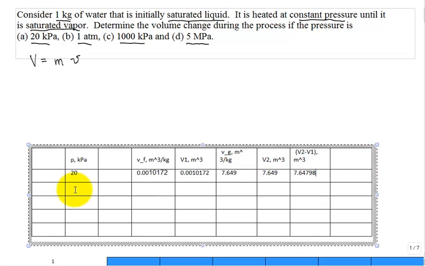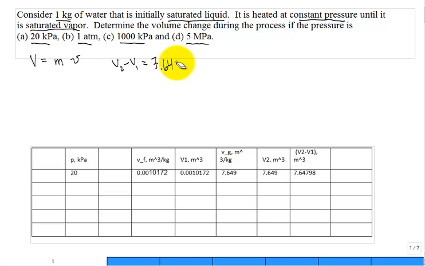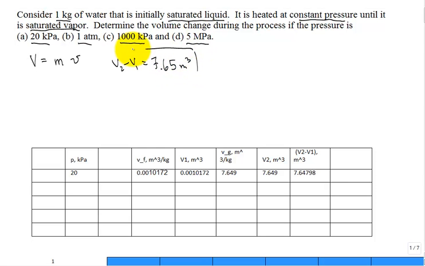All right, so if that's the volume change here, so determine the volume change during the process if the pressure is held constant. So our answer for part 1 would be V2 minus V1 equal to 7.64798. If we round that off, you could round it off to just 7.65 meter cubed, box it, and that would be the answer for part A.